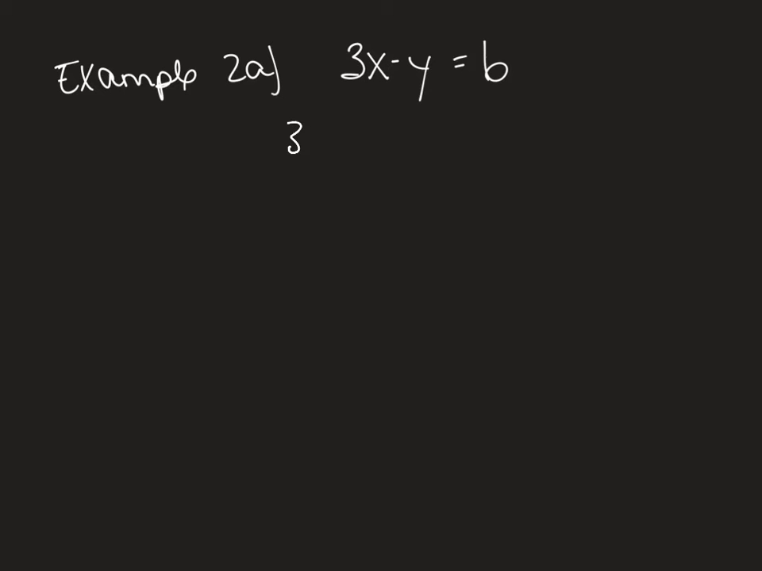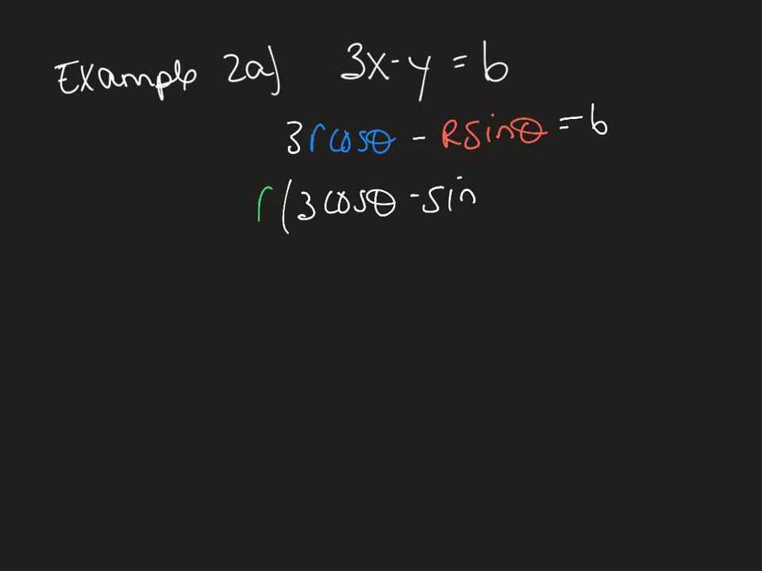3 times the quantity, r cosine theta minus r sine theta, and I think I just switched those colors, but that's all right, equals 6. Factor out the r, and so you have r times the quantity 3 cosine theta minus sine theta equals 6. And again, all you're going to do is divide by that lovely bit of mess in your parentheses, 3 cosine theta minus sine theta.